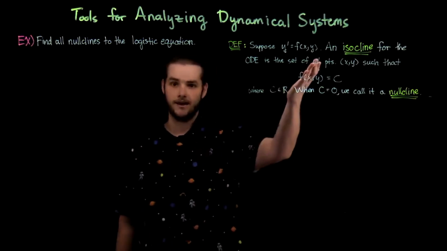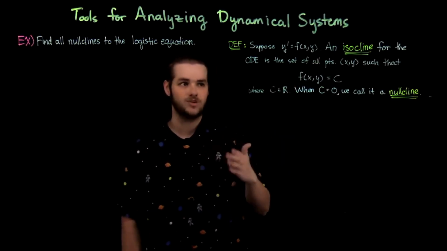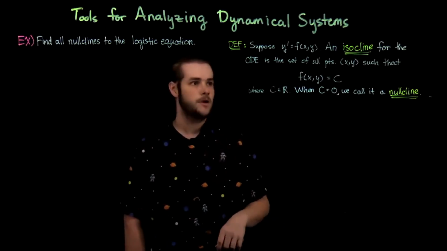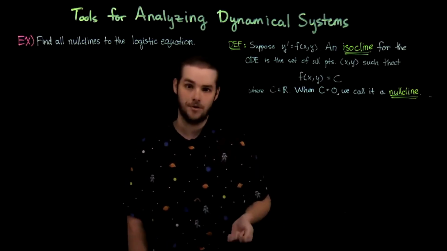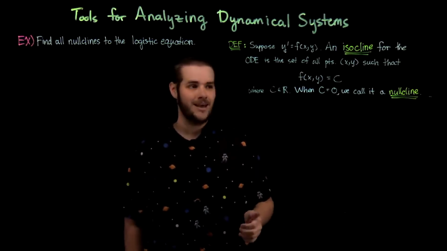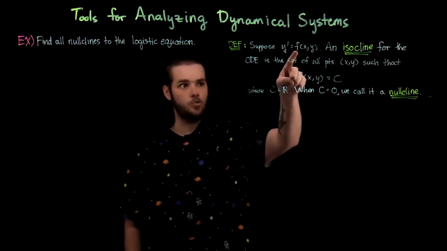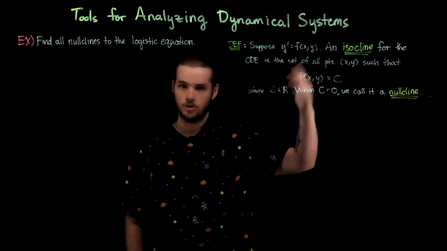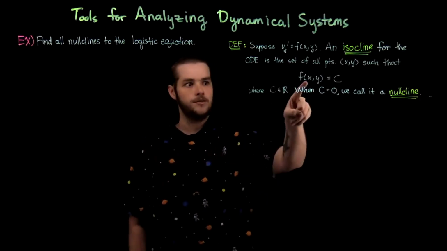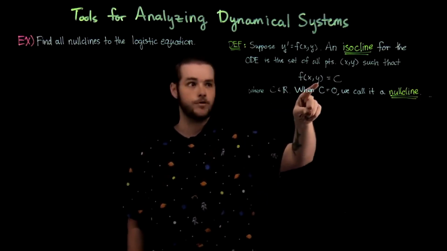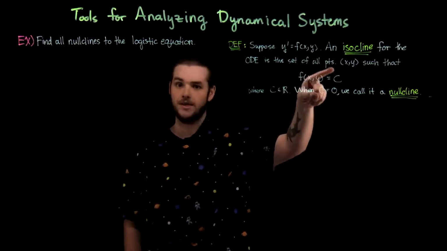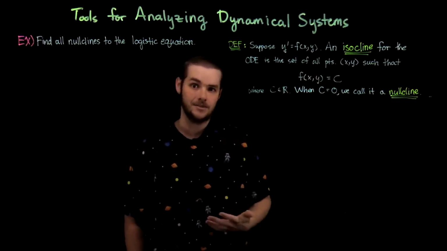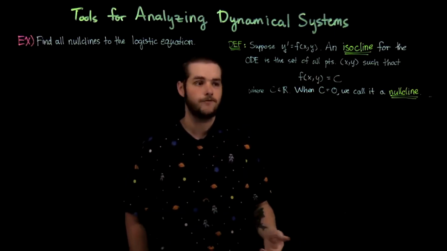So when I have an ODE written as y prime equals f of x, y, we call an isocline for that system any set of points where the slope is the same. Right? So if I have some constant c, and you can just choose whichever constant you want, then the set of all points for which the slope function equals c is the isocline generated by c for the system.